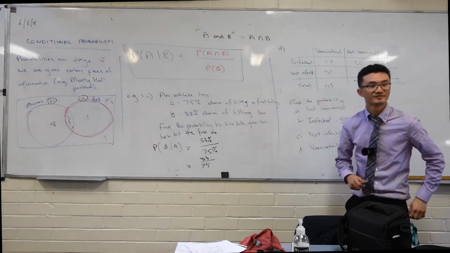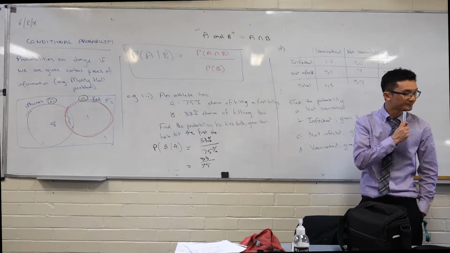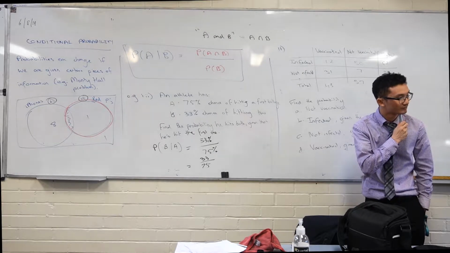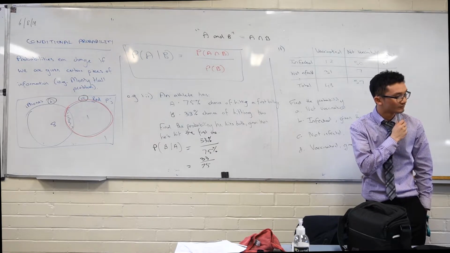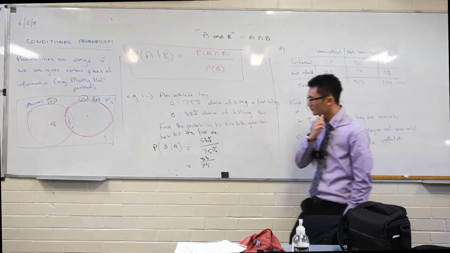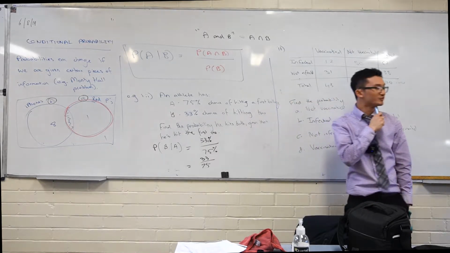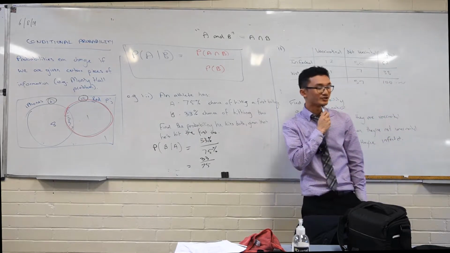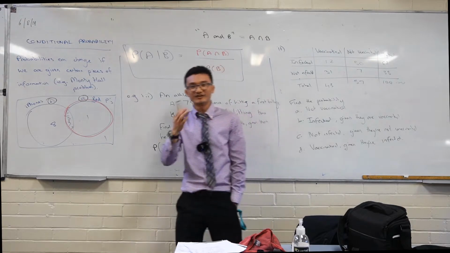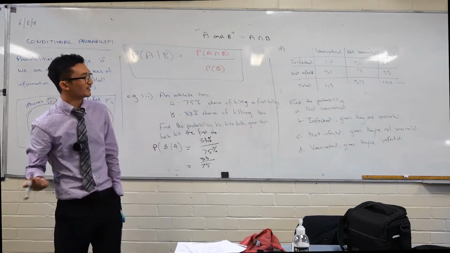In these types of questions, the answer of 33 over 75 is 0.44, which is 44%. Should we display it as 44% because they use percent, or as a fraction? Both would be acceptable. If you're going to round it, just make sure you round it.